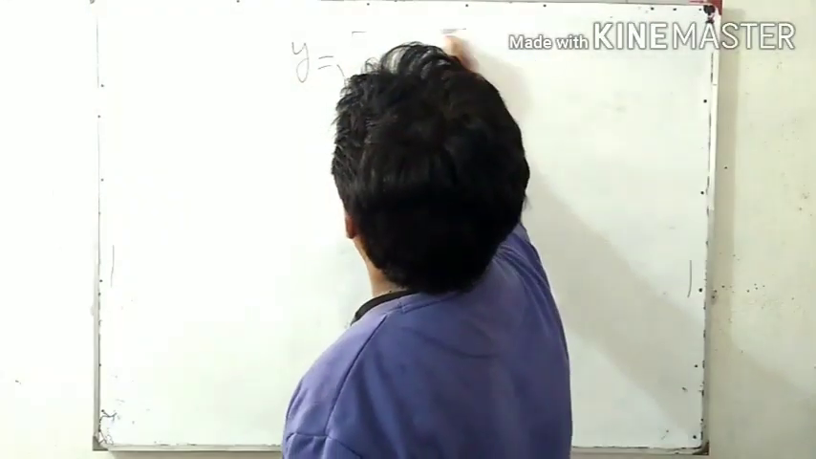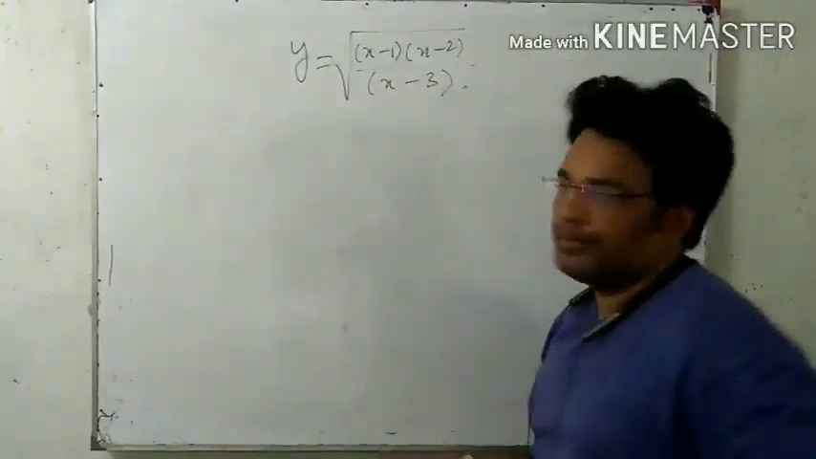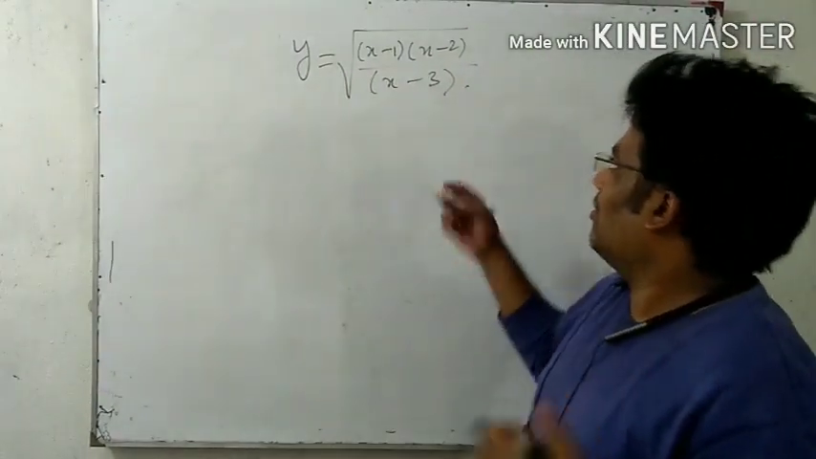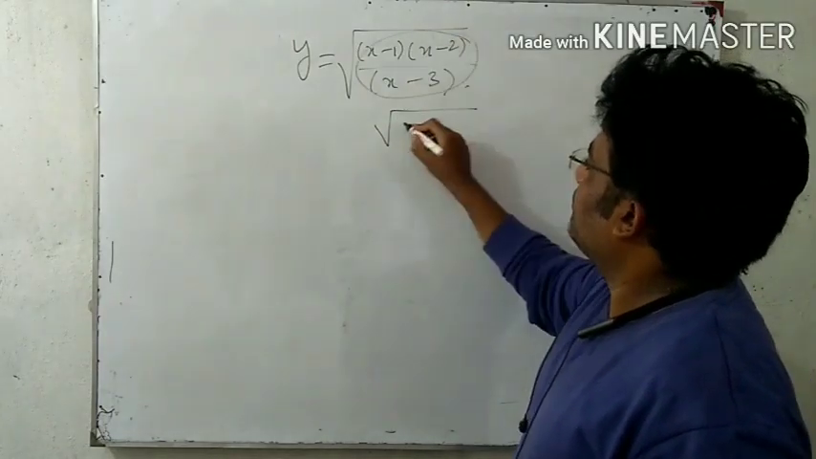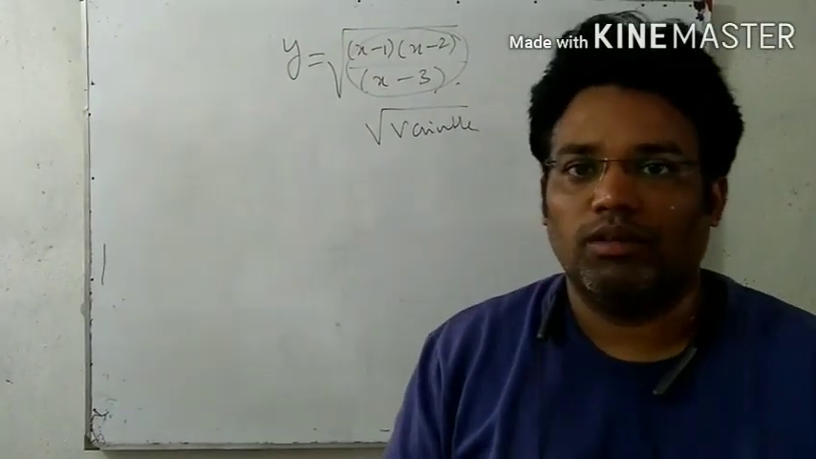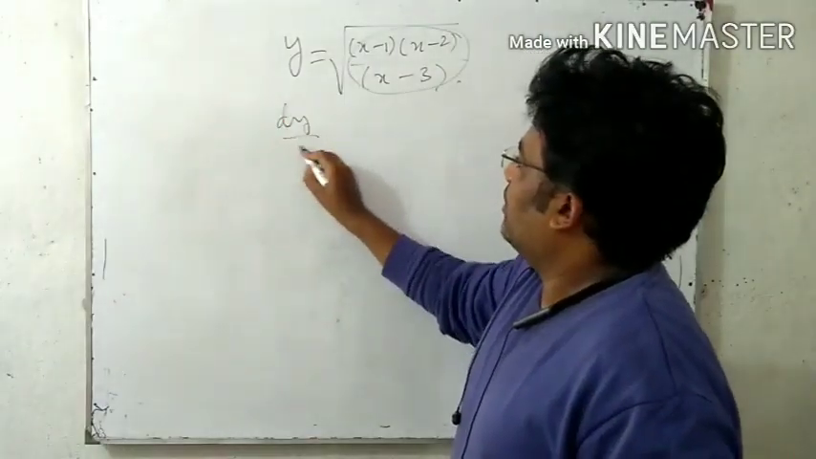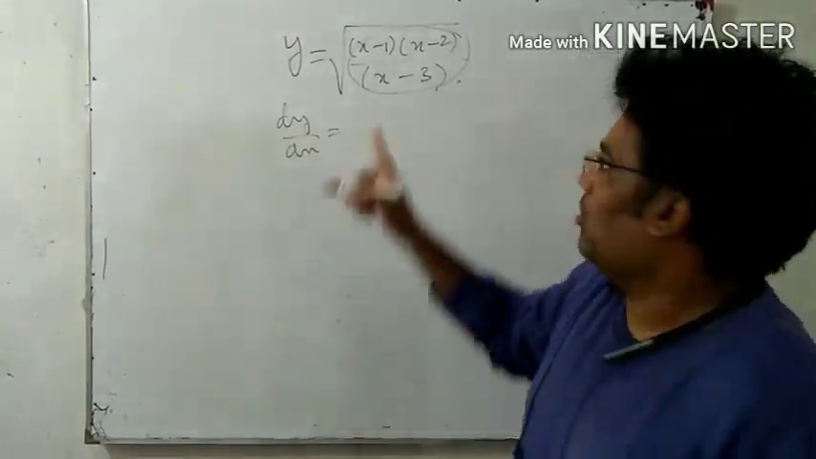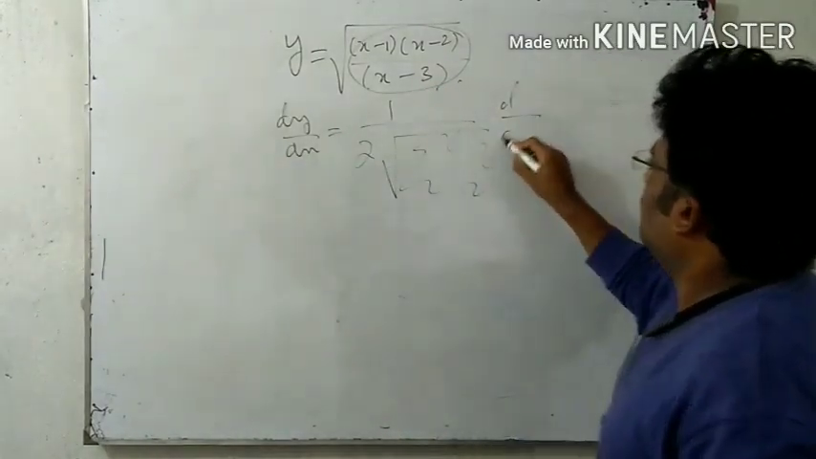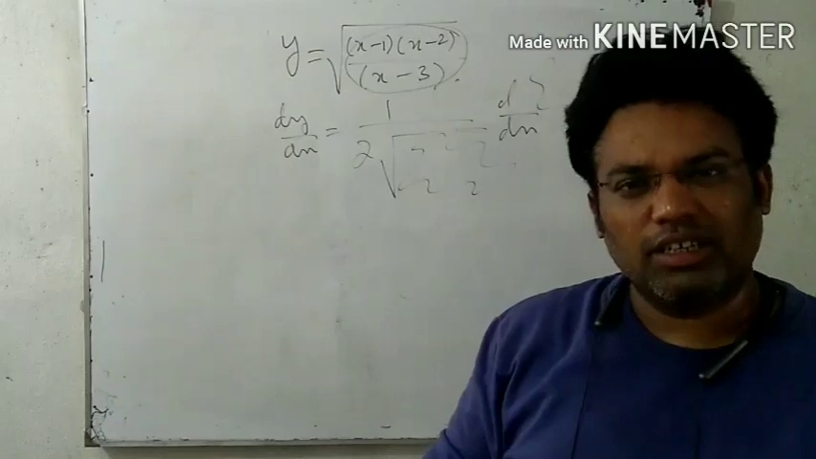y equal to root of x minus 1 into x minus 2, something like x minus 3. So again the same smell, root of this complex variable. What is differentiation of root of variable? 1 by 2 root of variable into differentiation of that variable. In the sense, dy by dx equal to 1 by 2 root of this whole thing into differentiation of this complete thing. Is it not the complex one? Do you feel that it's complex?